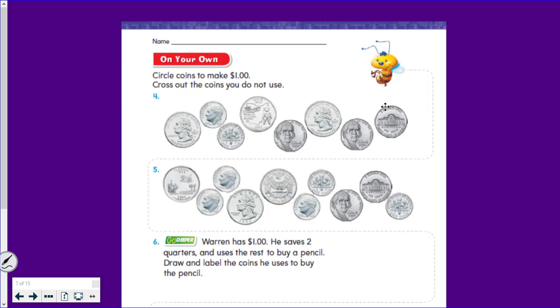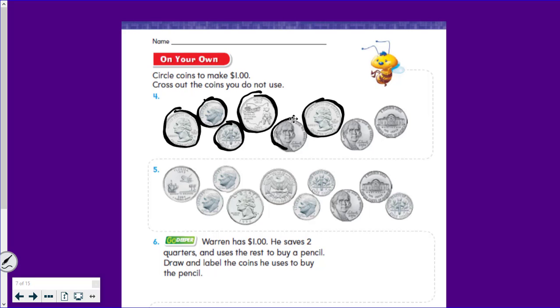All right, so coins to make $1. Here's what I'm going to come up with. I'm going to start with quarters because those have the greatest value. So 25. Got an Ohio quarter here. 50. 75. And then let's see, we got dimes. 85. 95. 100. So I don't need these guys. Let's try another one.